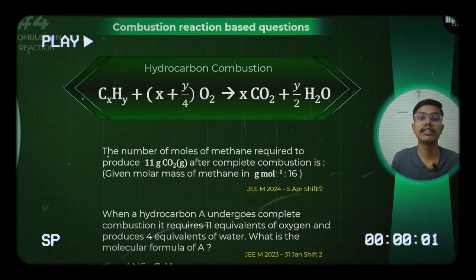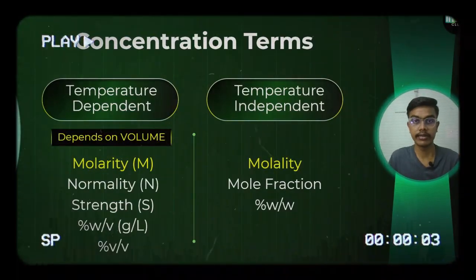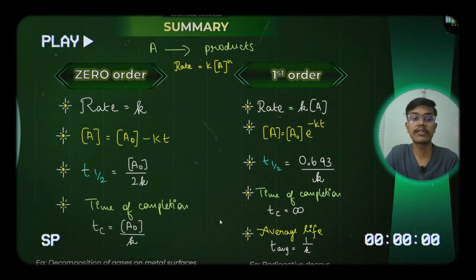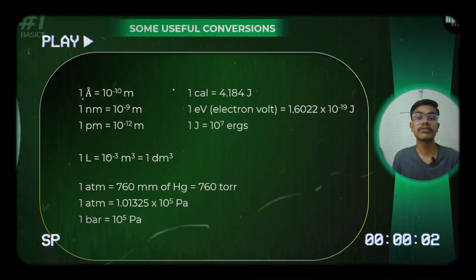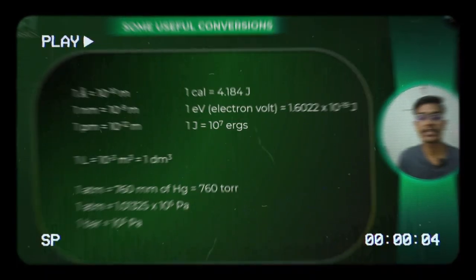This is very common in recent year papers. This is very important in point of JEE Mains. This is the summary of zero and first order reactions. These are some useful conversions which will be helping in the entire physical chemistry.